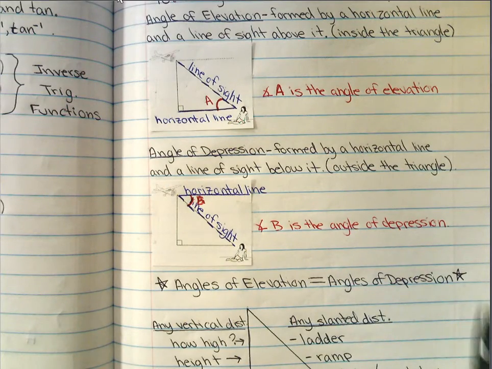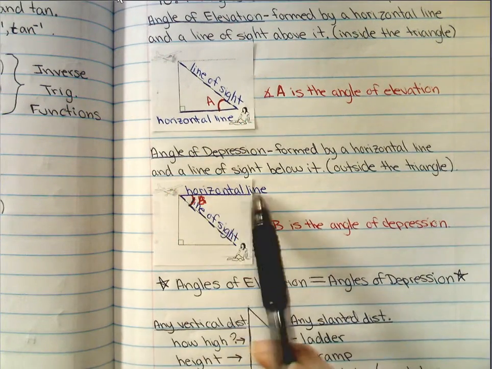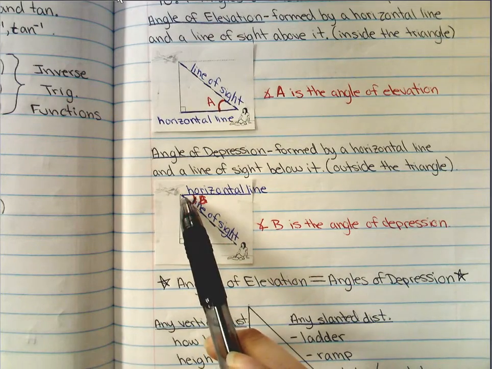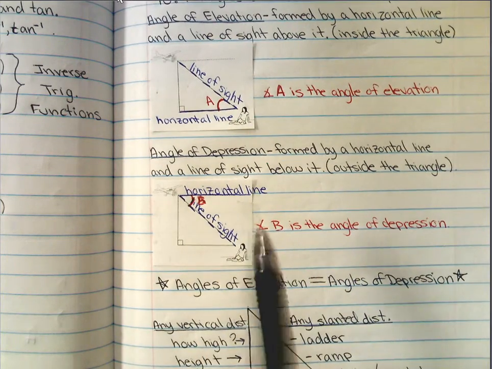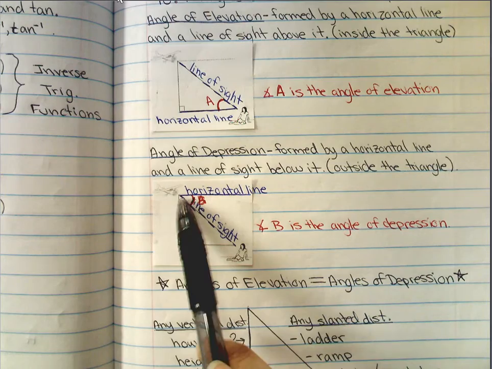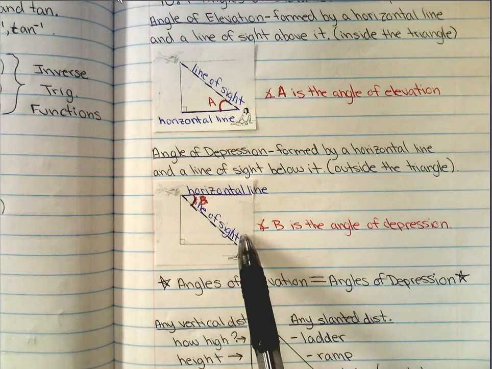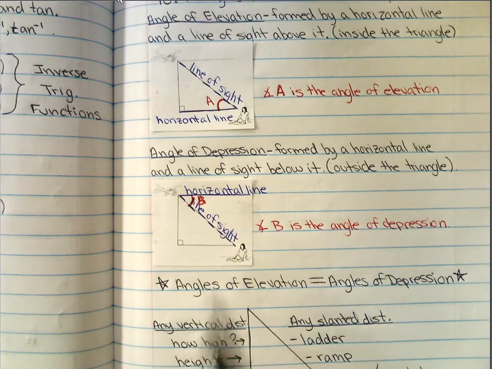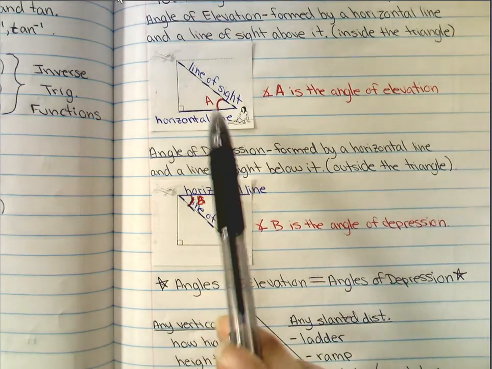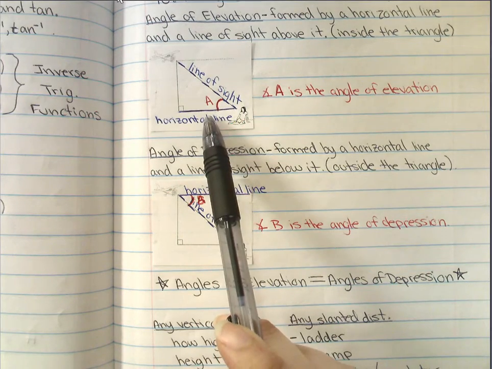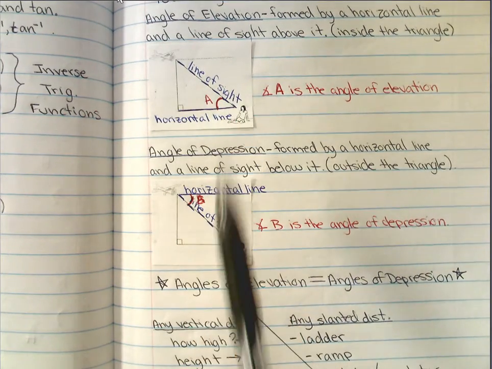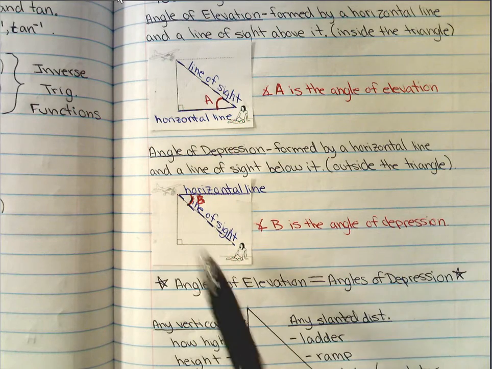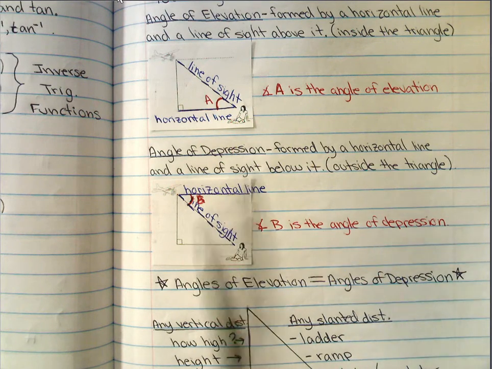Angle of depression is formed by a horizontal line, which is this one right here, and a line of sight below. So pretty much if you're on top, you're looking at an angle below, then that would be an angle of depression. And so in this picture, angle B is the angle of depression. Also, if you notice, your angle of elevation is always inside of your triangle, while your angle of depression is always outside of your triangle. So that's another way that you can remember that.